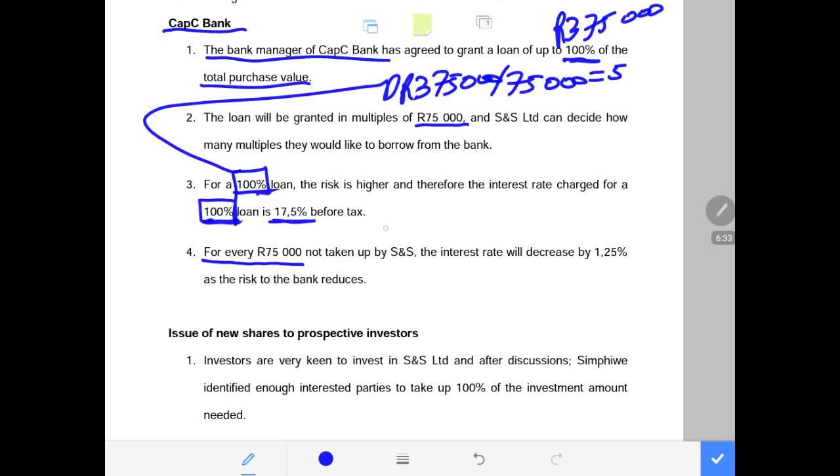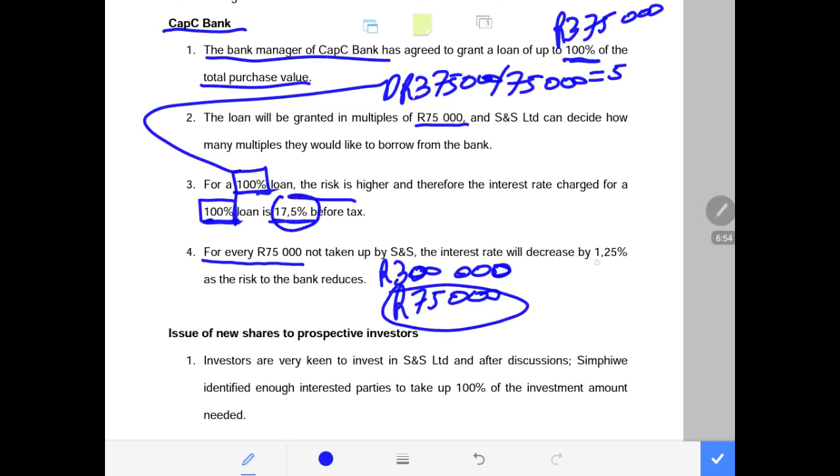So now meaning if the company decides to borrow 300,000 rands, just a random example, if the company decides to take only 200,000 rands from the bank, it means they will not be taking 75,000 rands. Therefore, now for this 75,000 rands that is not taken by the bank will reduce the interest from the bank by 1.25, meaning it will be minus 1.25% times by 1, because there's only one 75,000 rands.